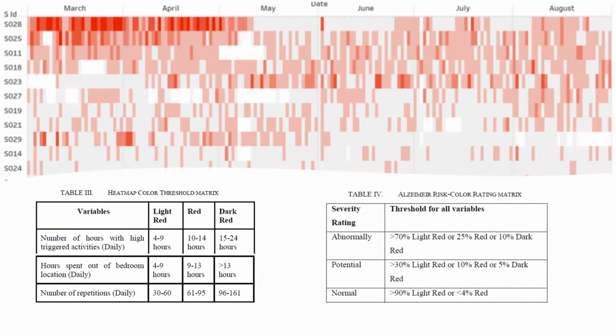So here's a closer look at the heat map. On the right-hand column, you have the ID numbers of each individual elderly who participated in this research. And on the top column, you have the months.